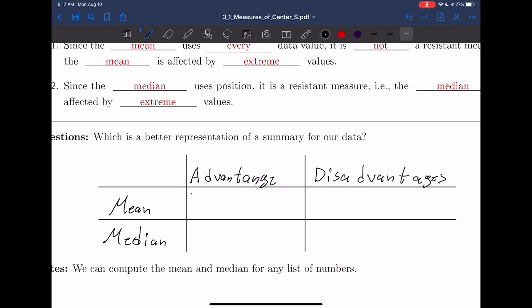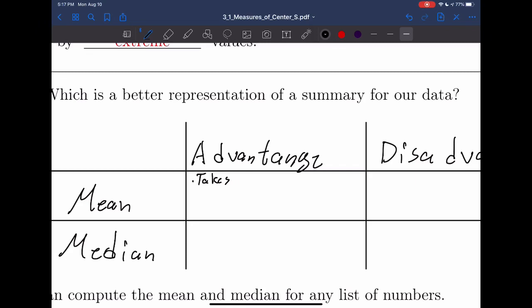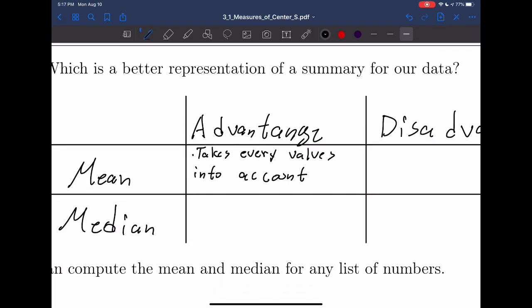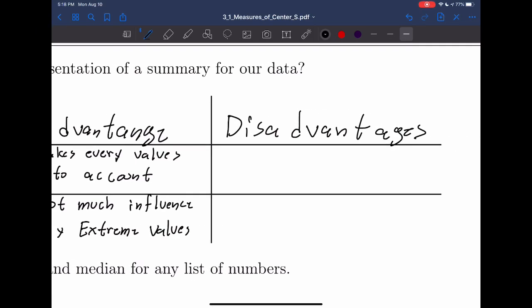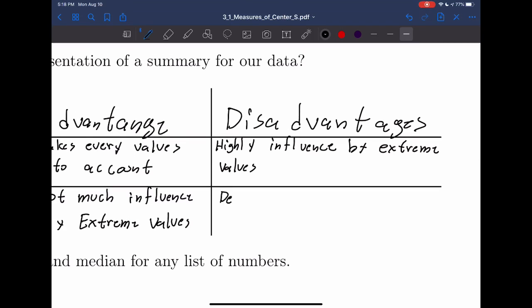Some advantages for the mean is that it takes every value into account. And some advantages for the median is that it's not much influenced by extreme values, like what we saw from the example. Some disadvantages for the mean is that it's highly influenced by extreme values. And this could be bad, depending on what you're working with. And some disadvantages for the median is that it only depends on the middle value.